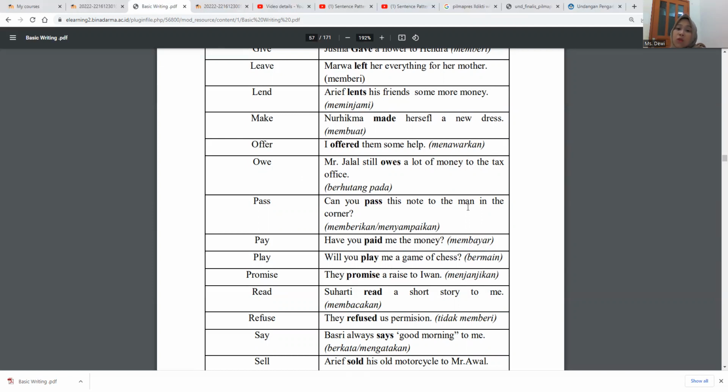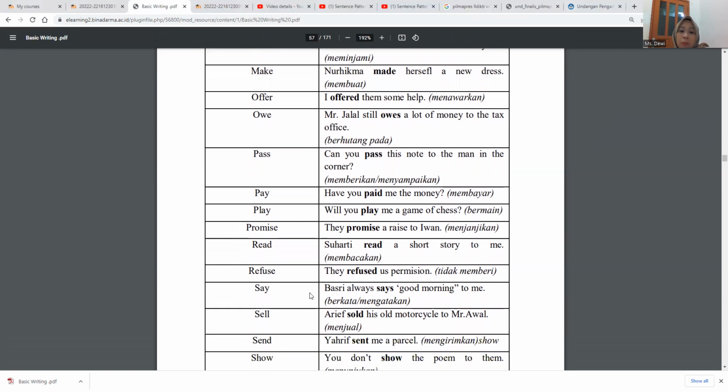Can you pass this note to the man in the corner? Yeah, can you pass? Pass is the verb, and then we have this note to the man as the objects. And then pay: have you paid me the money? Ya, sudahkah kamu membayarkan uang saya, membayarkan saya uang gitu ya. Then play: will you play me a game of chess? So me is the first object and the second one is game of chess.